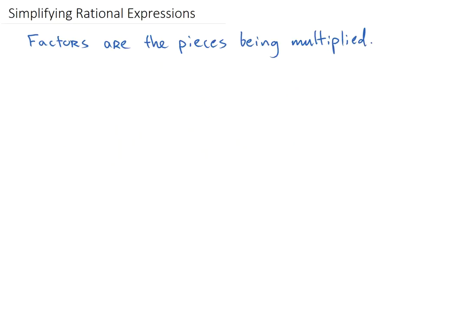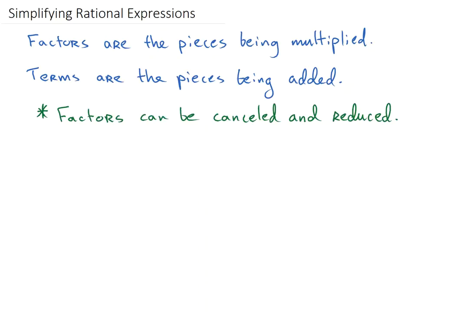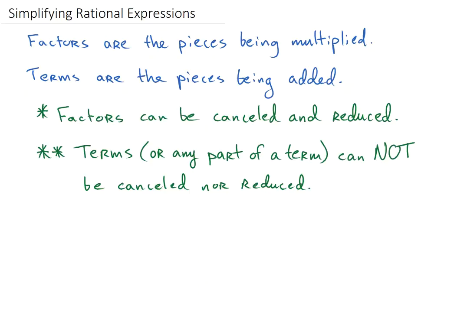Factors are the pieces being multiplied, and while this isn't the precise mathematical definition, this is a good way to think of it for how we're going to be using it. Factors are the pieces being multiplied, and terms are the pieces being added. So the reason why this is important is because when we're simplifying rational expressions, factors can be canceled and reduced. However, terms, or any part of a term, cannot be canceled nor reduced.